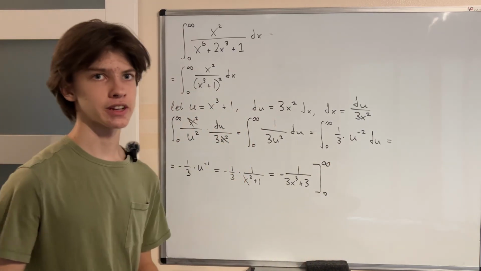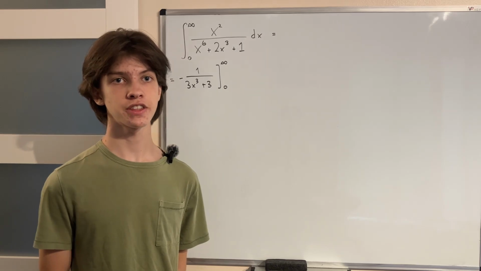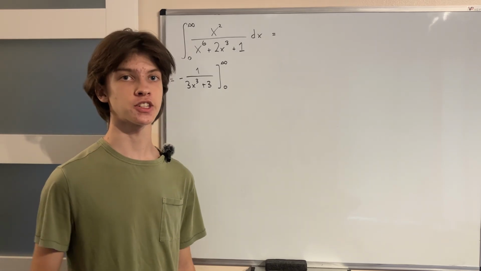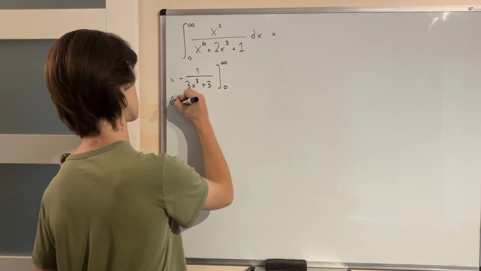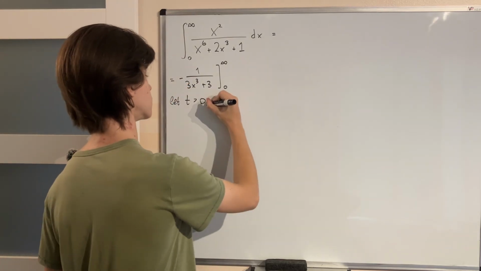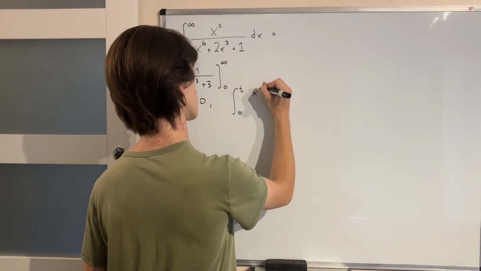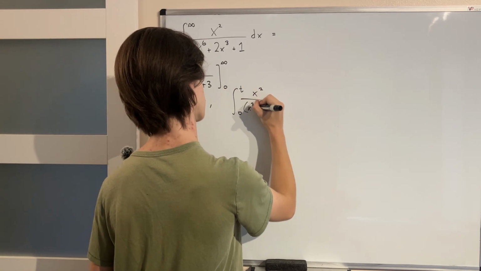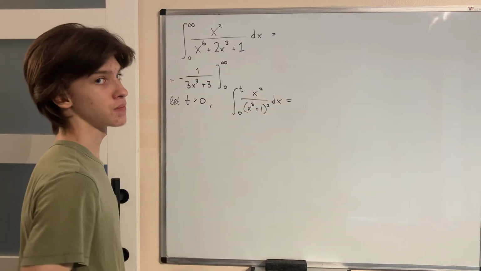Let me erase the board real quick and then we'll proceed. So now that we found the antiderivative of this function, we can then use the standard method for evaluating improper integrals. So let us define a new variable, as it's commonly called t, which is going to be greater than our lower bound of 0. Then we can evaluate the integral from 0 to t of this large function. And then we use just the fundamental theorem of calculus.